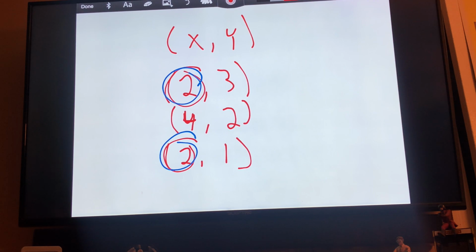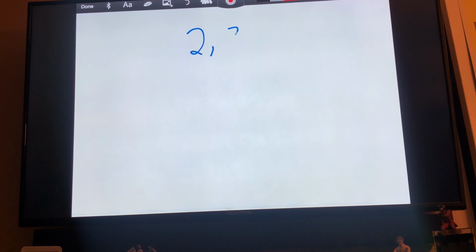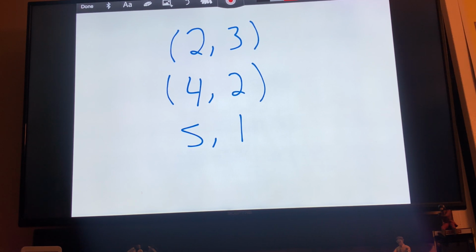But if I had something that looked like this, if I was given 2, 3, 4, 2, 5, 1, are any of my x's the same? No, so this would be a function.